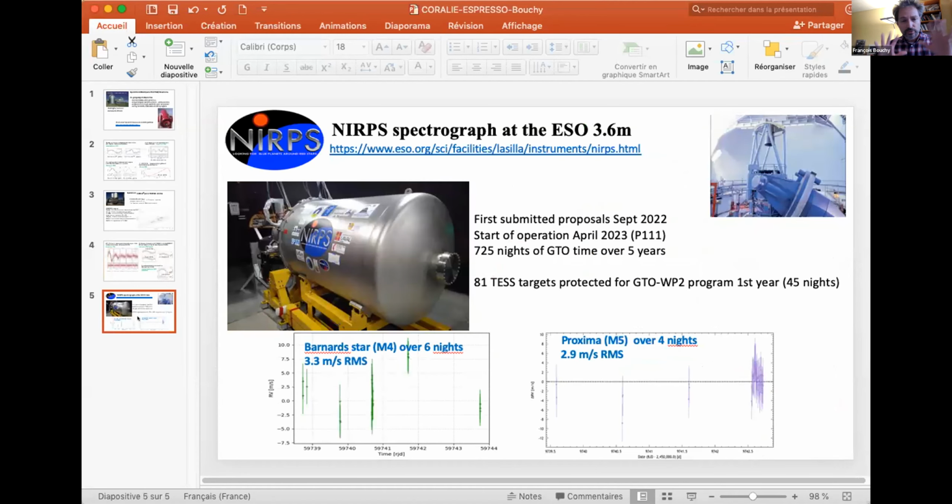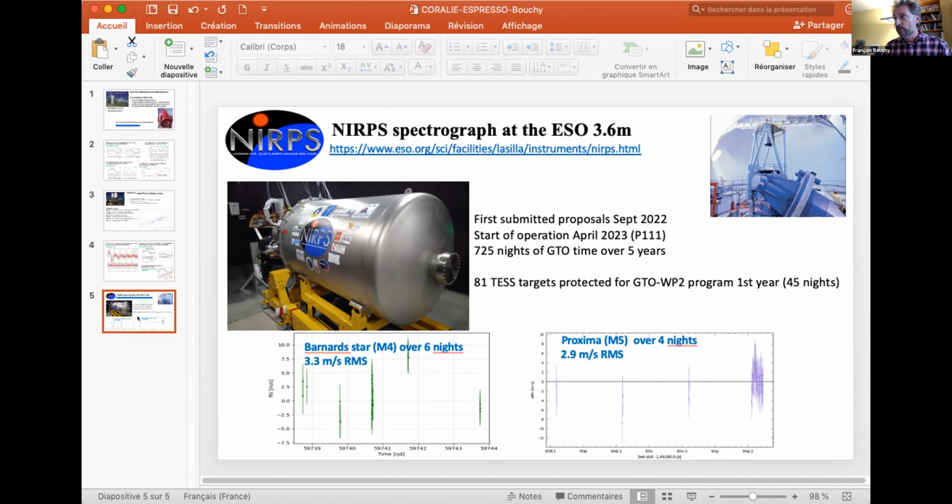And I would also like to give an advertisement about NIRPS. NIRPS is in La Silla presently, joining HARPS on the 3.6 meter telescope, and it's now open to the community. The first proposals were submitted at the end of September. We expect to start operation in April 2023.